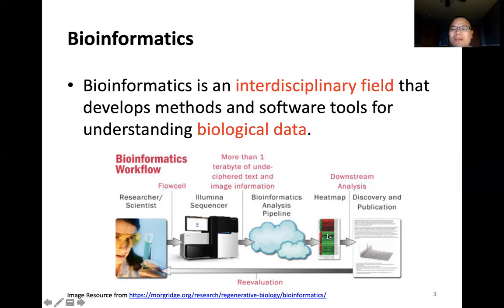visualization result. For example, here there's a heat map, and the heat map can be used for knowledge discovery and publication. At the same time, they can feed back to the experiment design to evaluate the experiment. You can see that bioinformatics plays an important role in the middle.